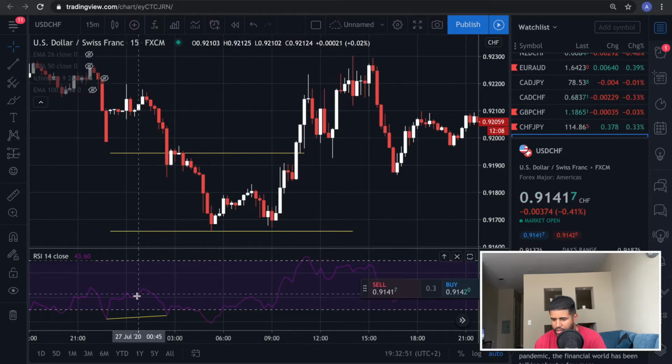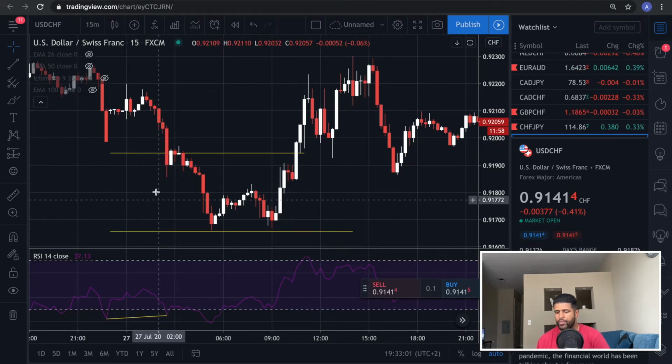Again, lower here, higher here. You look at your RSI. Your RSI is lower here, but higher here. So that means that it's not reflecting each other.